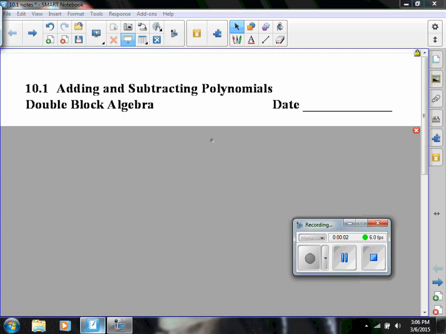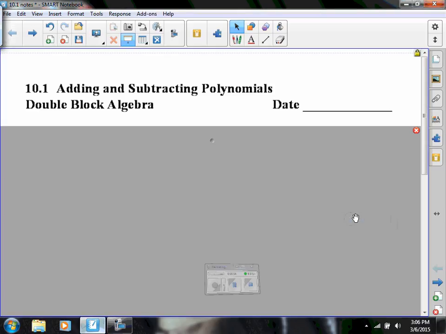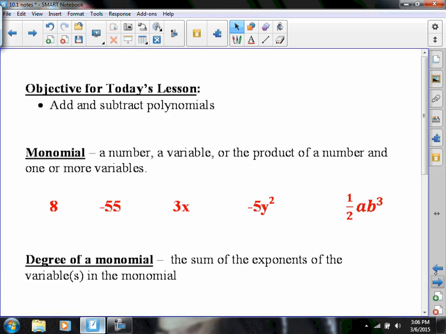Welcome to Mrs. Neller's notes for her double block algebra class. These are the notes for section 10.1 entitled Adding and Subtracting Polynomials. And today we're going to add and subtract polynomials.